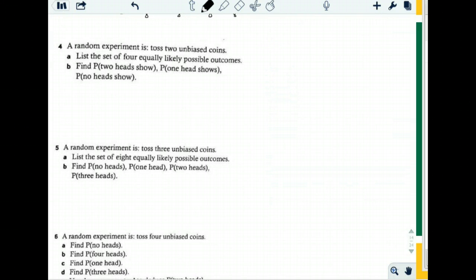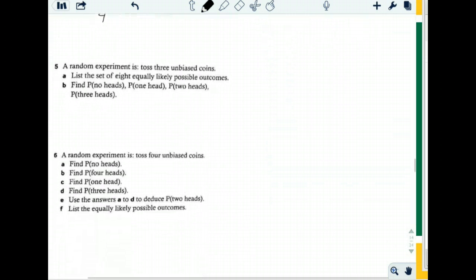Okay. A random experiment is to toss 2 unbiased coins. List the set of 4 equally likely outcomes. That would be heads, heads; heads, tails; tails, heads; and tails, tails. Those would be 4 equally likely outcomes. Find the probability that 2 heads show. It's just 1 out of the 4, so that would be 1/4. Probability that 1 head shows, well, that would be these 2, so that would be 2 out of 4. Probability that no heads show, that would be 1 out of 4 again.